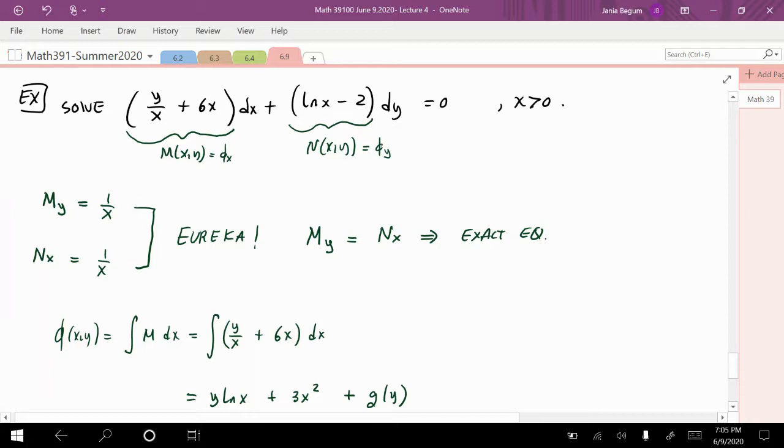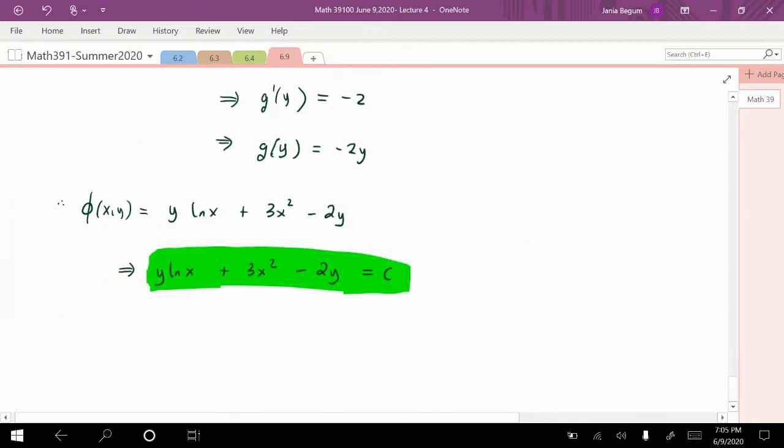So let's take this as an answer. Any questions for exact equation? That's the method of exact. That's the last method we have.